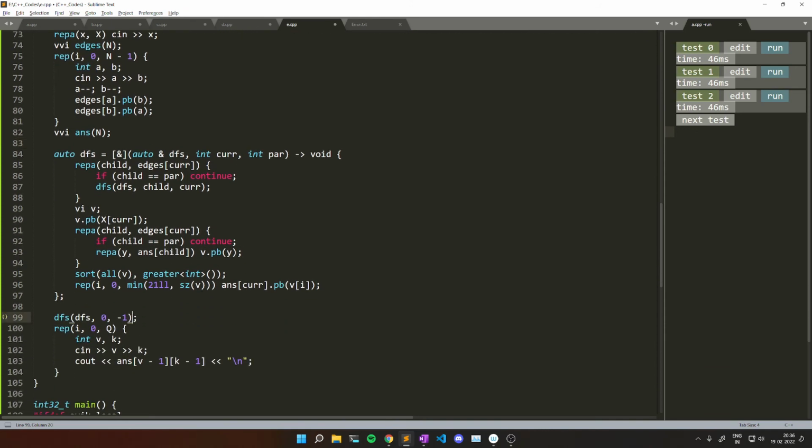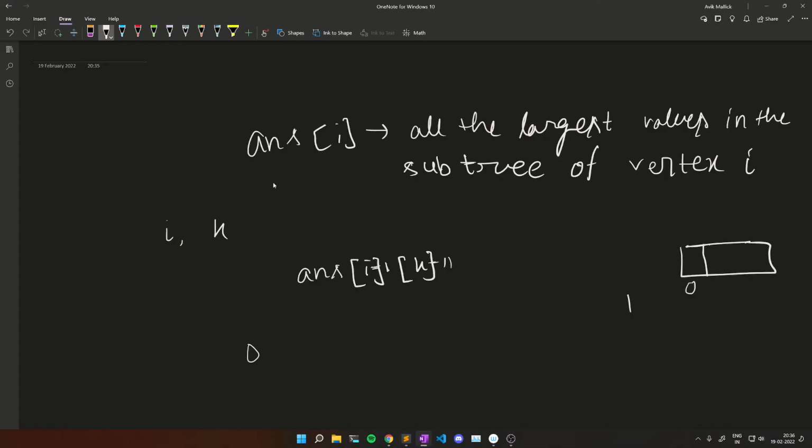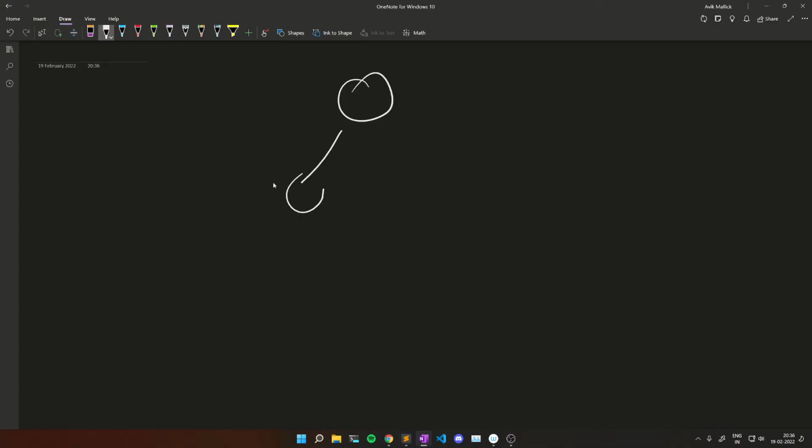So initially I do the DFS from my root, which is the 0th vertex. So first I call the DFS on its children, because for this vertex, if we want to store the answer, first we need to know the answer for its children vertices, right? Because if we know the answer for all of its children vertices, then we can simply answer for this vertex also using these values.